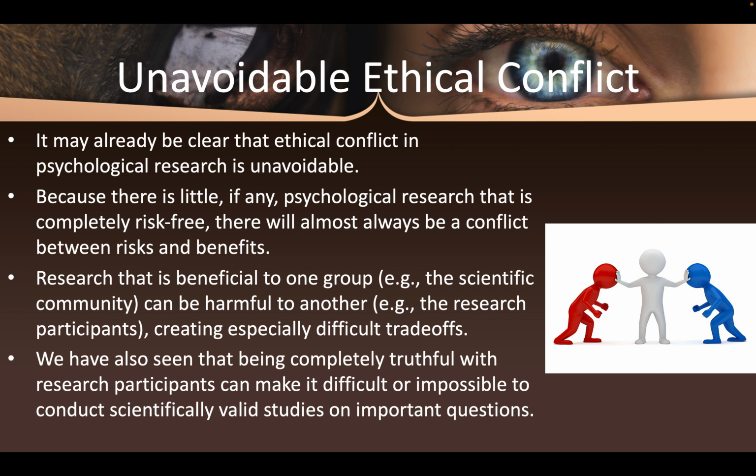It may already be clear that ethical conflict in psychological research is unavoidable, because there is little, if any, psychological research that is completely risk-free. There will almost always be a conflict between risks and benefits. Research that is beneficial to one group, for example, the scientific community, can be harmful to another, for example, the research participants, creating especially difficult trade-offs. We have also seen that being completely truthful with research participants can make it difficult or impossible to conduct scientifically valid studies on important questions.